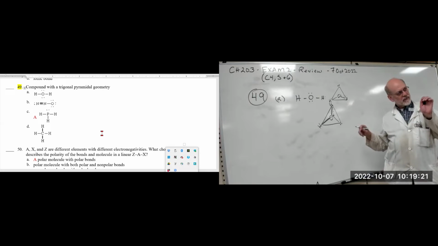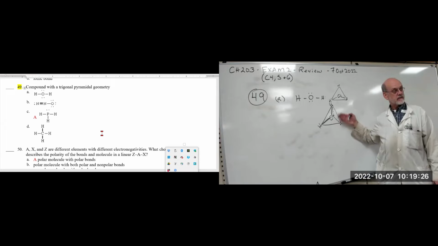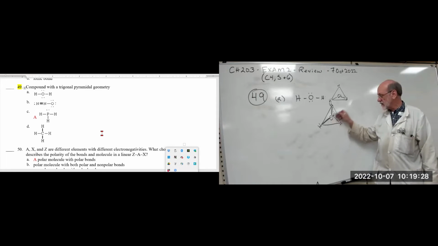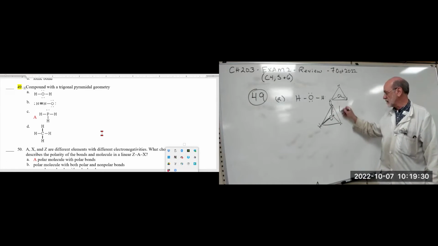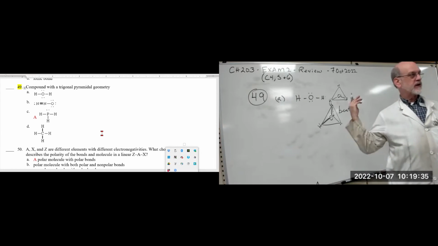Then, if you're looking for the molecular structure, you just ignore the lone pairs, the non-bonding pairs. What do you have? You have a bent structure, right? So that's not the answer. That's not a trigonal pyramid.